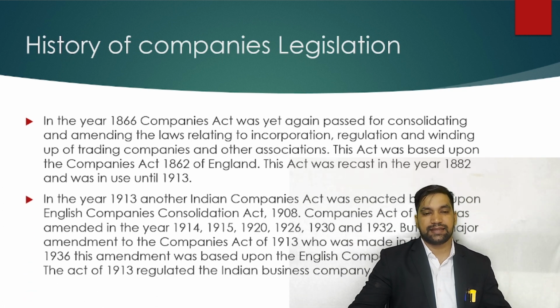In the year 1930, another Indian Companies Act was enacted based upon the English Companies Consolidation Act 1908. The Companies Act of 1930 was amended in the years 1914, 1915, 1920, 1926, 1930, and 1932. But the major amendment of the Companies Act of 1930 was passed in the year 1936, and this amendment was based upon the English Companies Act 1929.